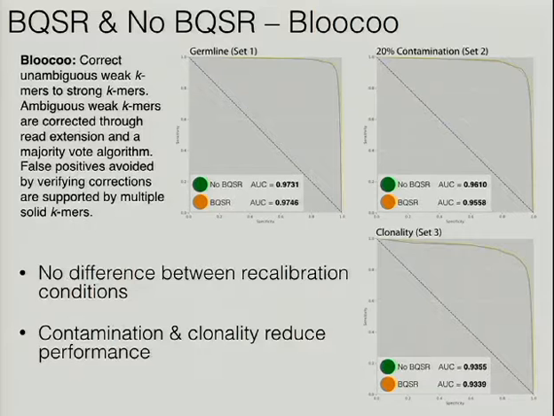Next, we did BlueCoo, and BlueCoo was found to be a surprisingly strong performer. There was no difference between recalibration conditions. Effectively, BlueCoo seemed to mitigate the effect of BQSR entirely. And in addition, we did see reductions, although slight, in the contamination and clonality models or pipelines versus the germline.